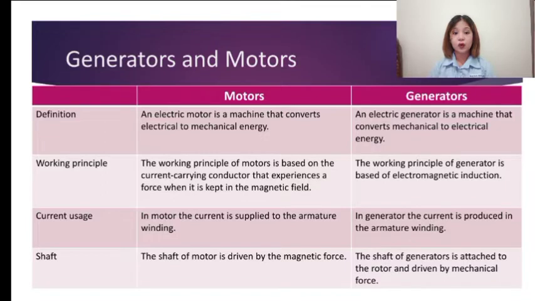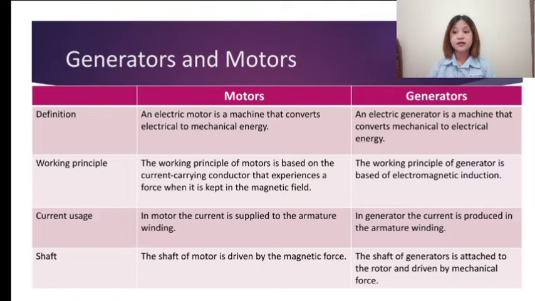And then, we will go on to the main topic, which is generators and motors. Here are some differences between motors and generators. We have in terms of definition, their working principle, the current usage, and how the shaft is used. An electric motor is a machine that converts electrical energy to mechanical energy. Mostly, electric motors operate through the interaction between the motor's magnetic field and the electric current to generate some force. While a generator is a machine that converts mechanical energy to electrical energy.